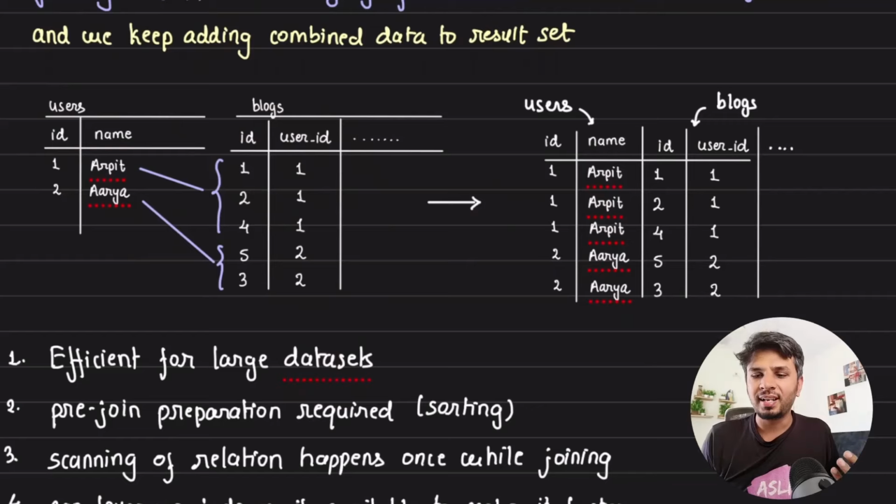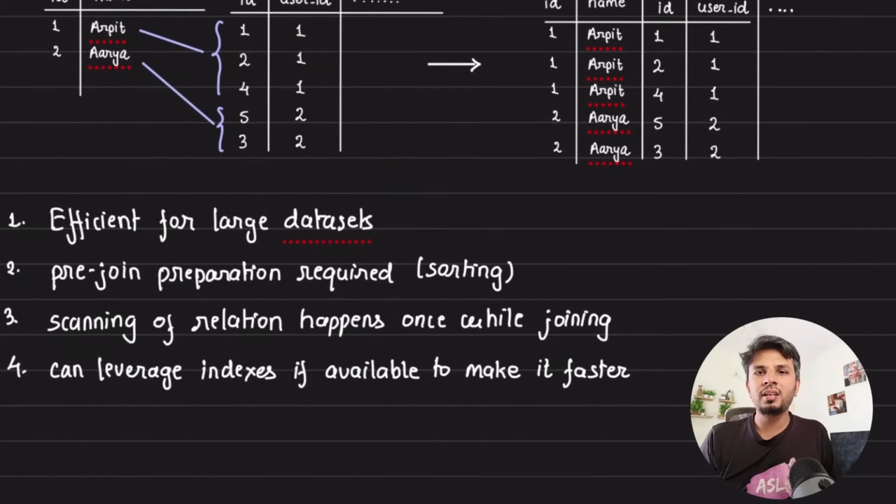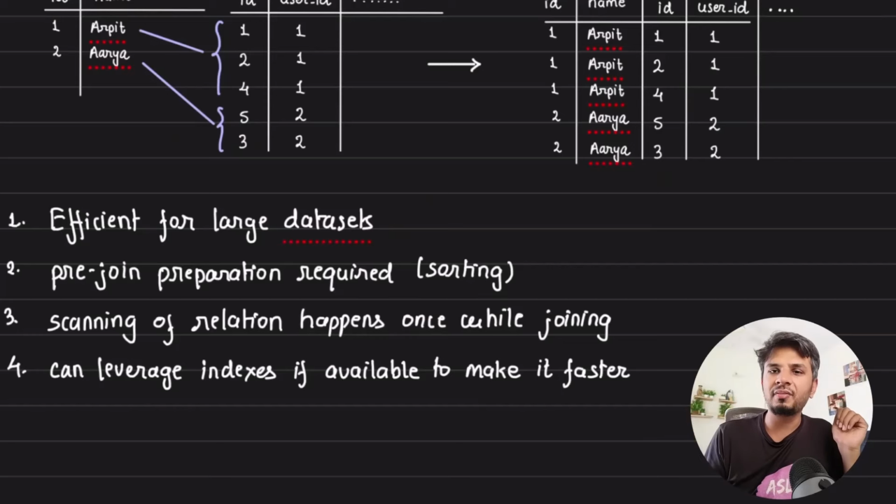Dead simple, right? But again, you see the beauty of how your computer loves data to be kept in an organized, ordered fashion, because a lot of algorithms become really efficient when your data is ordered. This is a classic example of that. Again, this merge join approach is very efficient for large data sets because you are just sorting two things once, and then just a sequential scan across them and you are done with the join.